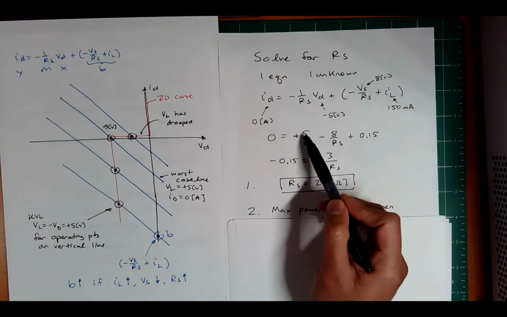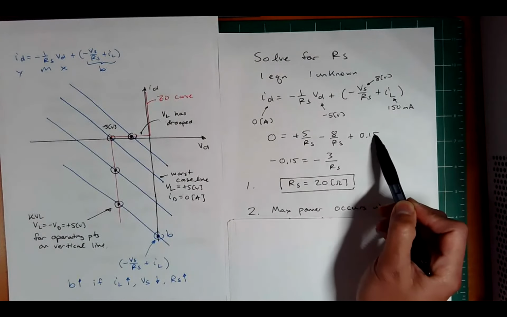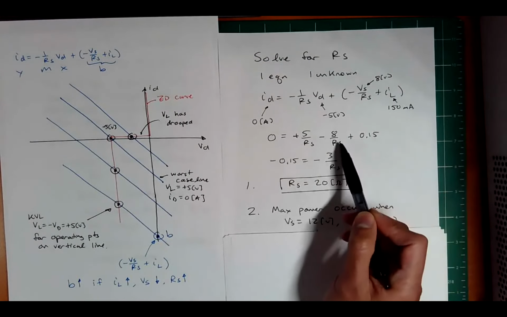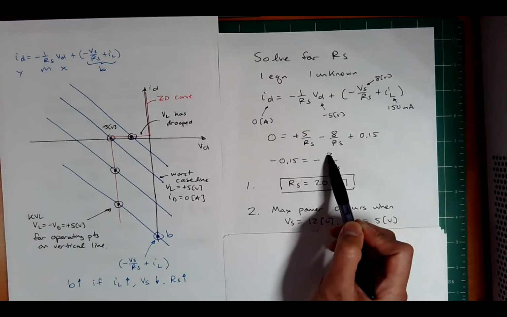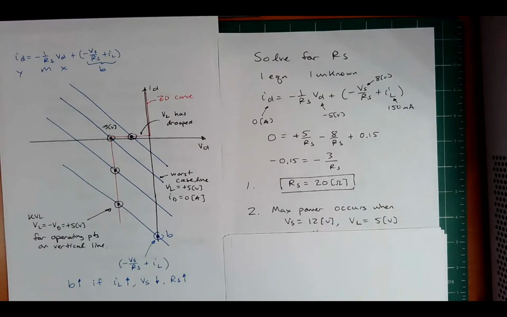So I have 5 over here. Minus and minus make positive. I have the negative 8. I have the plus 0.15 amps. And then I just solve for RS. So I get negative 3, negative 0.15. The negatives cancel, and I get 3 over 0.15, which is 20 ohms.